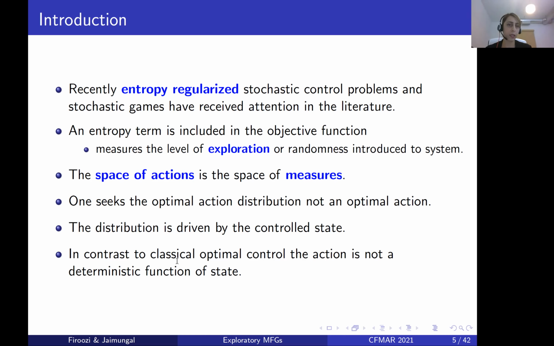For such systems, we are looking to find the optimal action distribution. So for these systems, the notion of actions is extended to the action distribution. The space of action is not anymore the Euclidean space, but the space of measures. In contrast to the classical optimal control problem, where usually the control law is a deterministic function of the state, in exploratory stochastic control or entropy regularized stochastic control, the actions are in fact stochastic. They are sampled with respect to a distribution, and this distribution itself could be stochastic. It can be driven by the sample paths of the states of the system.